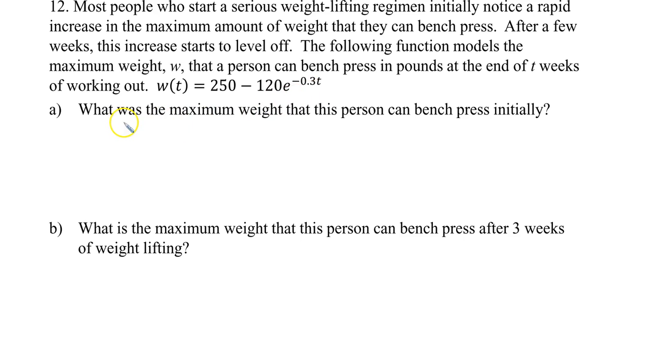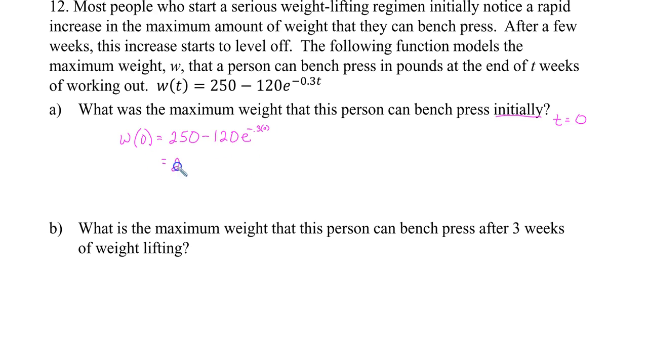So the first question says, what was the maximum weight that this person can bench press initially? Initially means t is equal to 0. Okay, that's what initially means. So when they started off, there's 0 weeks into this program, so t is 0. So what we want to do on this first part is to find W of 0. So this is 250 minus 120 times e to the negative 0.3 times 0 power.